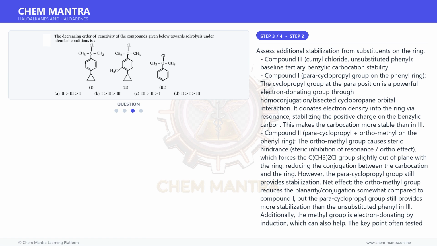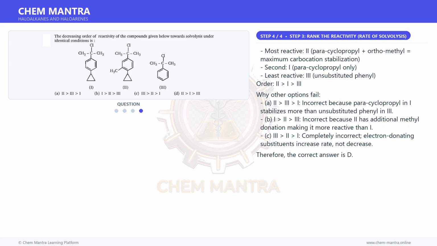Compound 1 has only the para-cyclopropyl group, making its carbocation more stable than 3 but less than 2. Compound 3 has only the unsubstituted phenyl, providing the least stabilization. And for the final step: most reactive, 2, para-cyclopropyl plus ortho-methyl, equals maximum carbocation stabilization. Second, 1, para-cyclopropyl only. Least reactive, 3, unsubstituted phenyl.